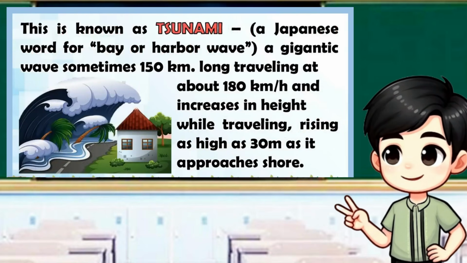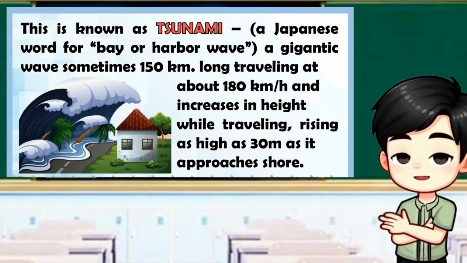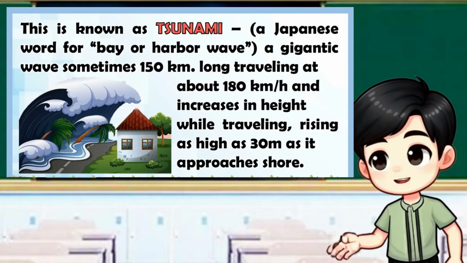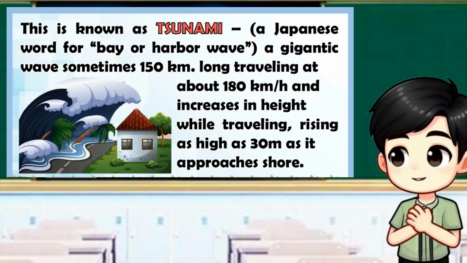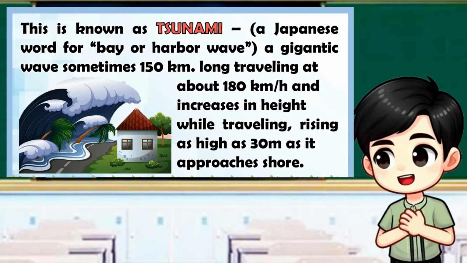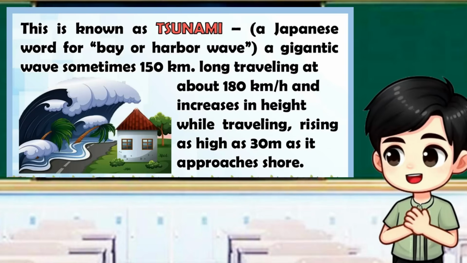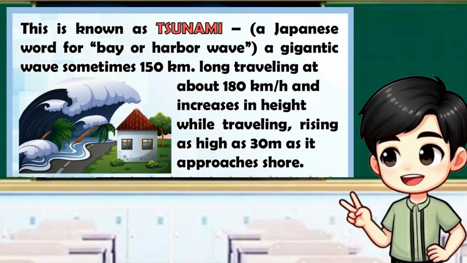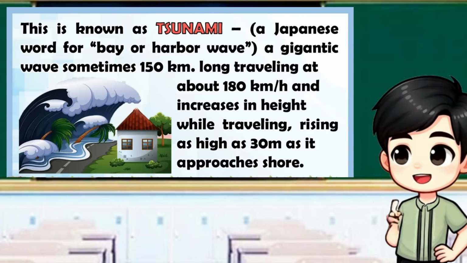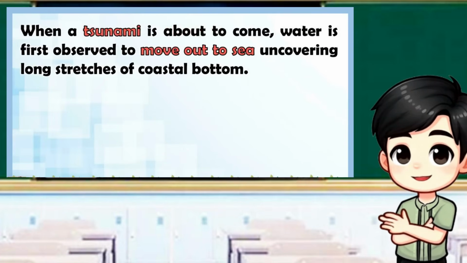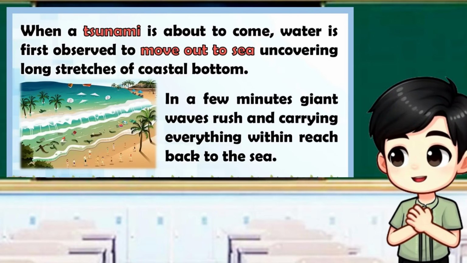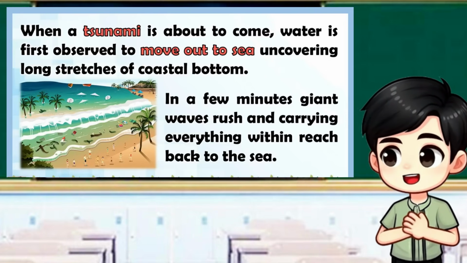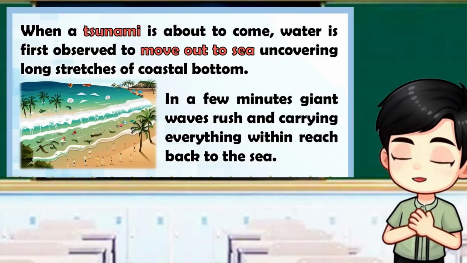This is known as tsunami, a Japanese word for bay or harbor wave. A gigantic wave, sometimes 150 kilometers long, traveling at about 180 kilometers per hour, and increases in height while traveling, rising as high as 30 meters as it approaches shore. When a tsunami is about to come, water is first observed to move out to sea, uncovering long stretches of coastal bottom. In a few minutes, giant waves rush in, carrying everything within, and reach back to the sea.